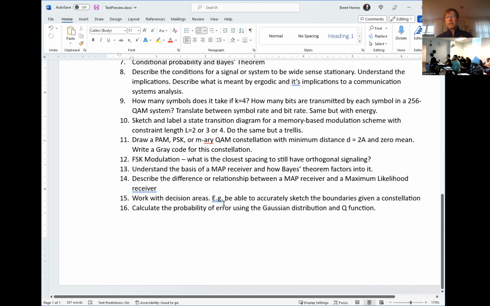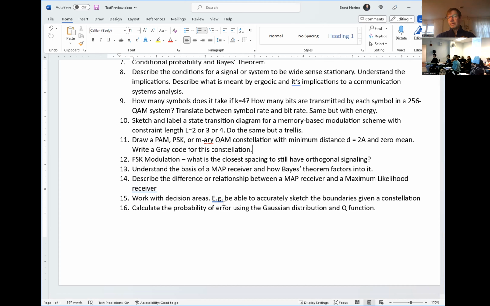Work with decision areas. So I might give you some sort of constellation and ask you to sketch the boundaries of the decision areas, right? And that is fairly straightforward if the symbols are equally probable.